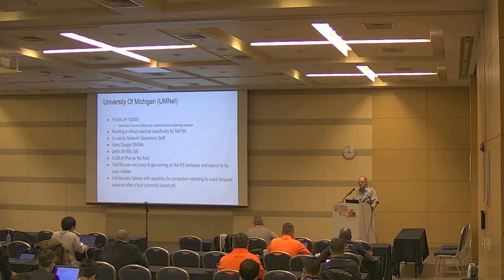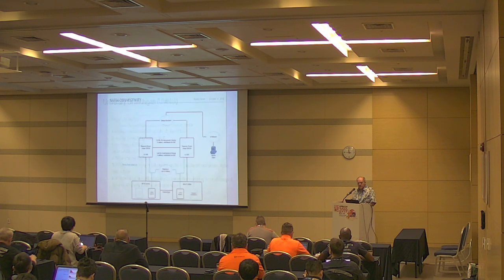And they put a /29 of IPv4 on the front of it. We have a whole /28 on ours. NAT64 was very easy to get running on F5 and seems to be quite reliable. Hot standby is available, but they don't have it turned on right now. I've got a few virtual machines connected to a switch with VLANs and stuff, and he's got two Juniper EX9214s in a failover configuration.